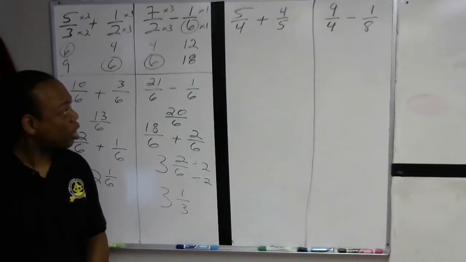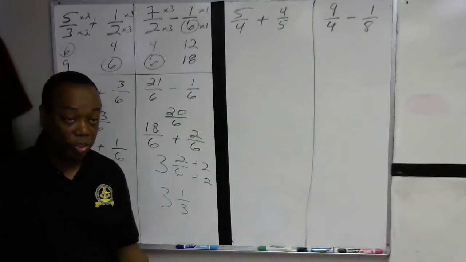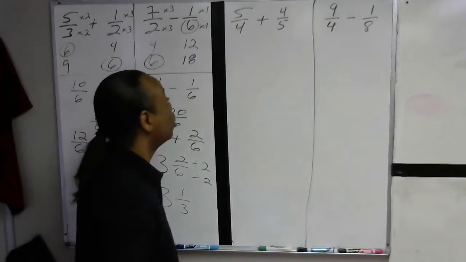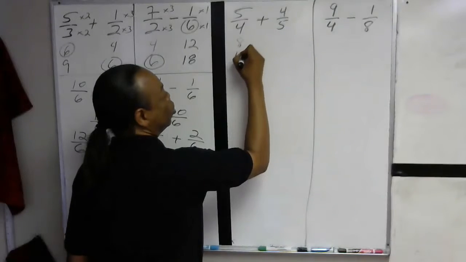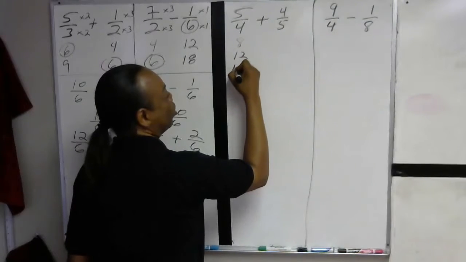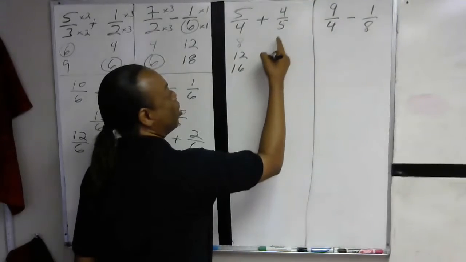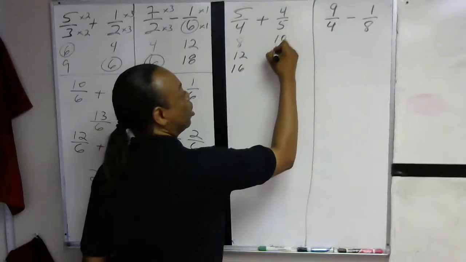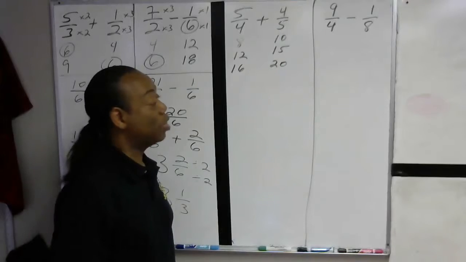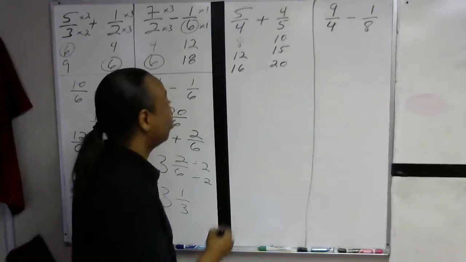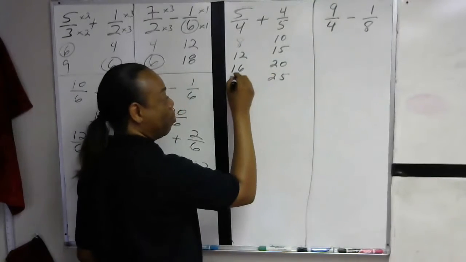Next, we're going to add 5/4 and 4/5. And let's go through the 4 times table. 4, 8, 12, 16. 5 times table. 5, 10, 15, 20. Okay, nothing's matching. So I'm going to go one more on both. Let's go to 20 here and 25 there. And then now we have our match.